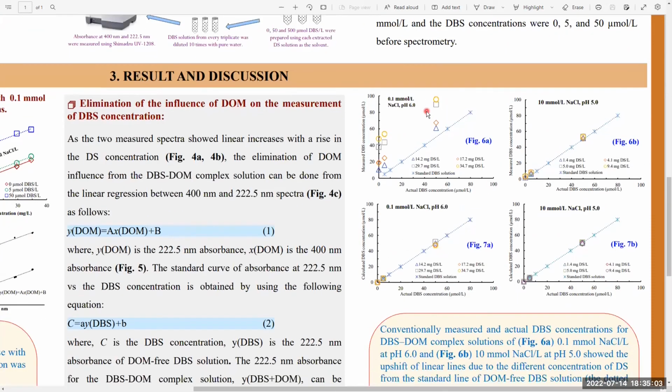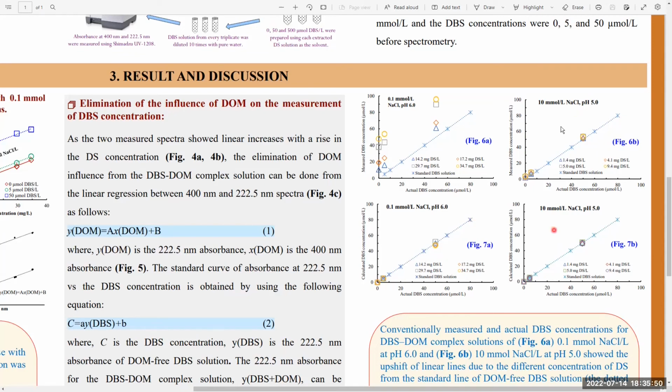So when we applied the relationship we developed in this mathematical model to remove the influence of dissolved organic matter in the spectrometric measurement of DVS, we found a graph like figure 7a. On the x-axis is the actual DVS concentration, and on the y-axis is the calculated DVS concentration. Here we see that even if there are some dissolved solid concentrations, using our model we successfully eliminated the dissolved organic matter influence on the spectrometry, and it shows exactly the same DVS concentration that was initially added to the DVS-DOM complex solution in the preparation stage.